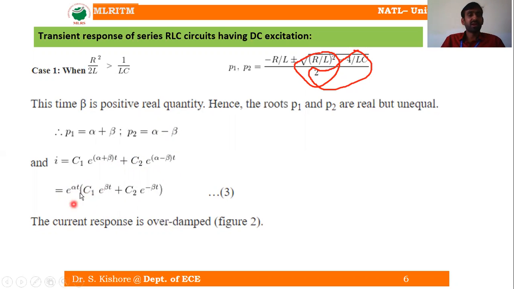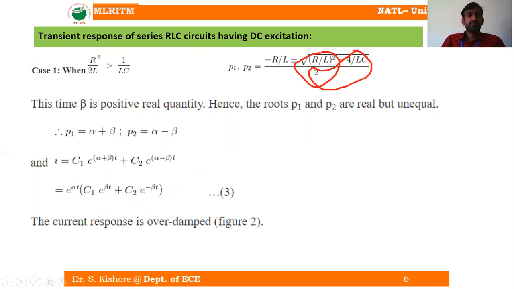So from this, we simplify this: C1 into e power alpha t, right? If we simplify this equation, e power alpha t into C1 e power beta t plus C2 into e power minus beta t. So taking e power alpha t as common over here, we can have this equation, right?